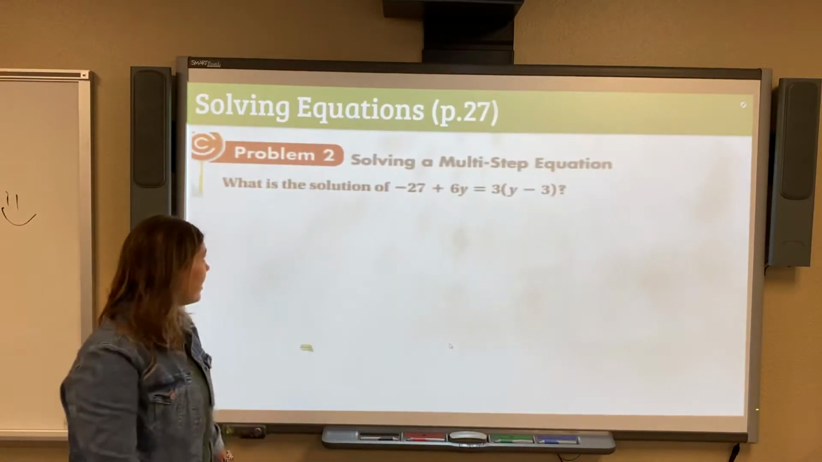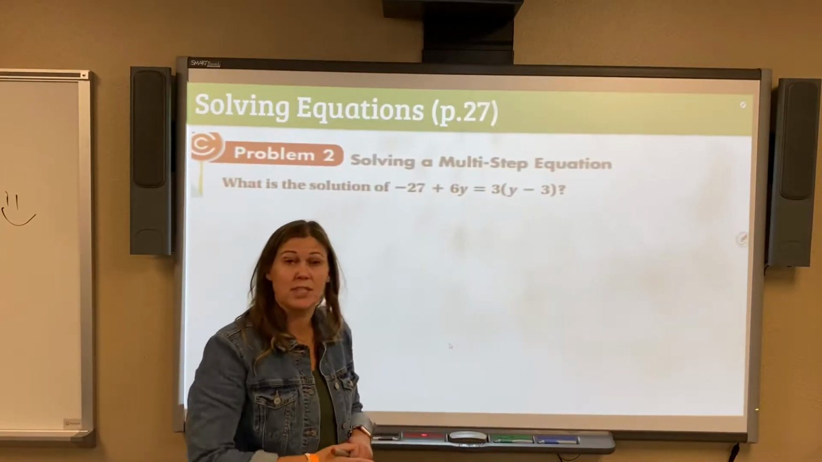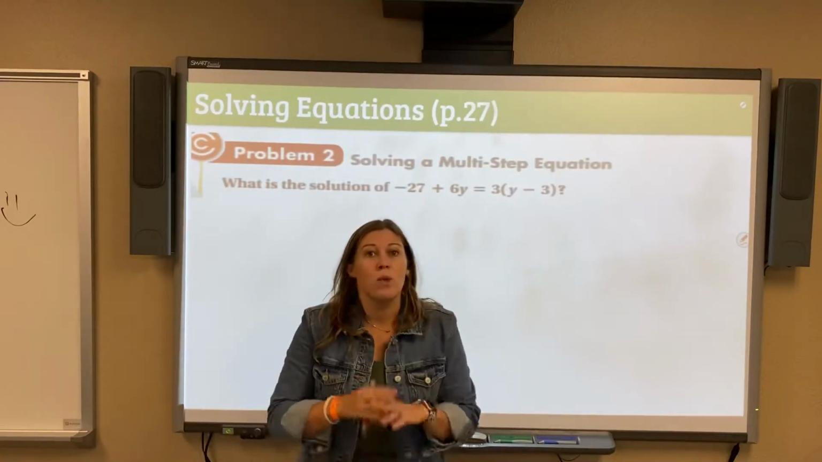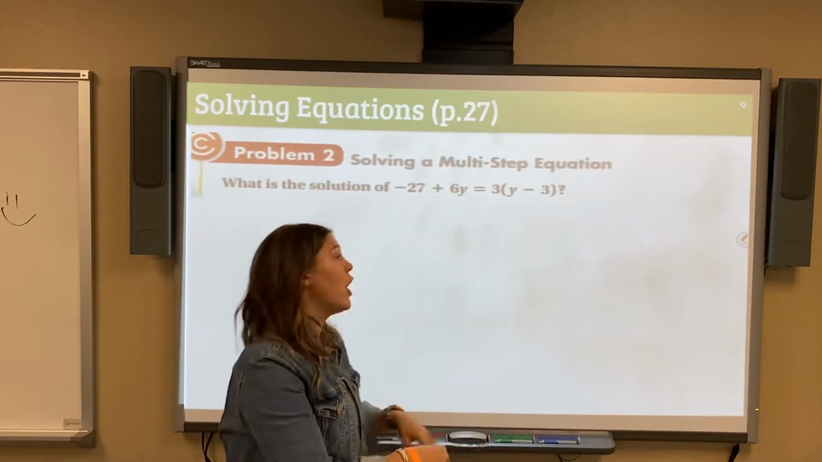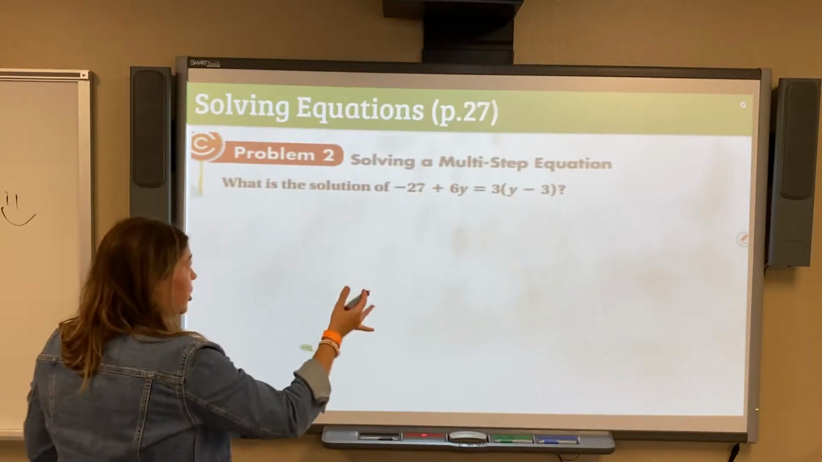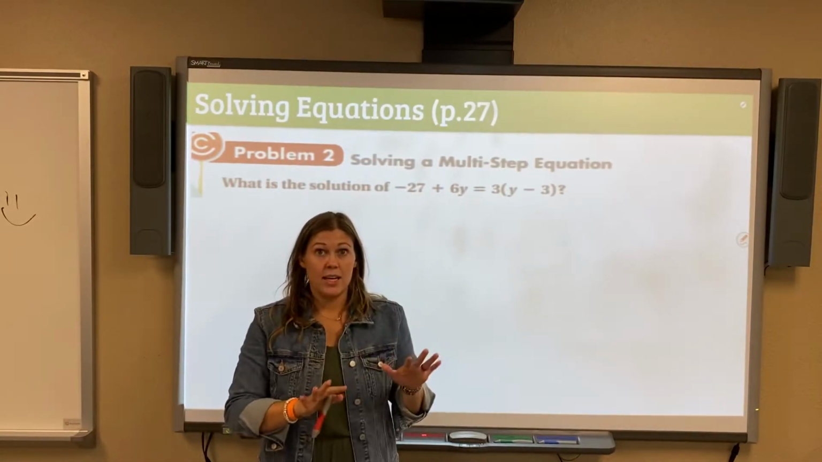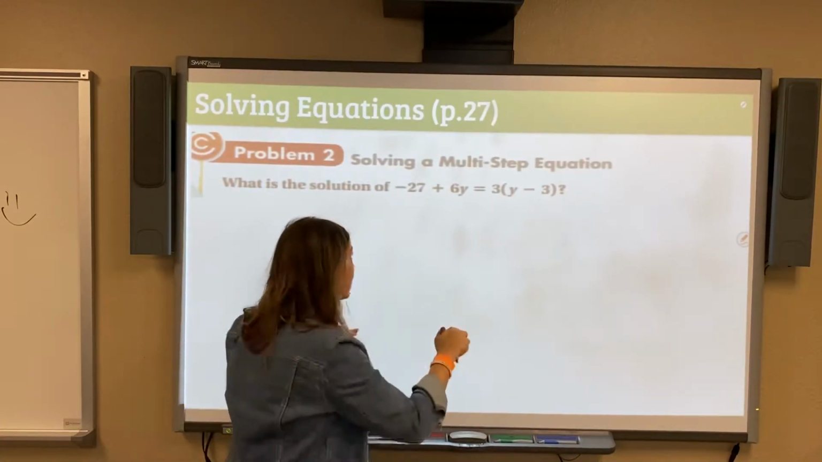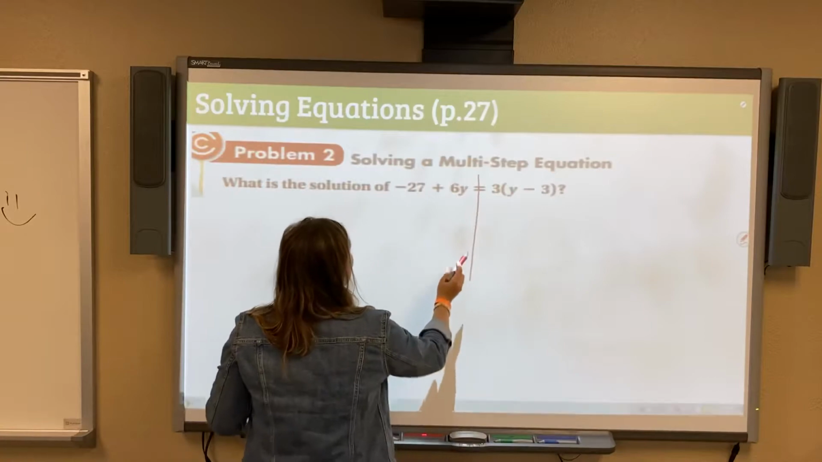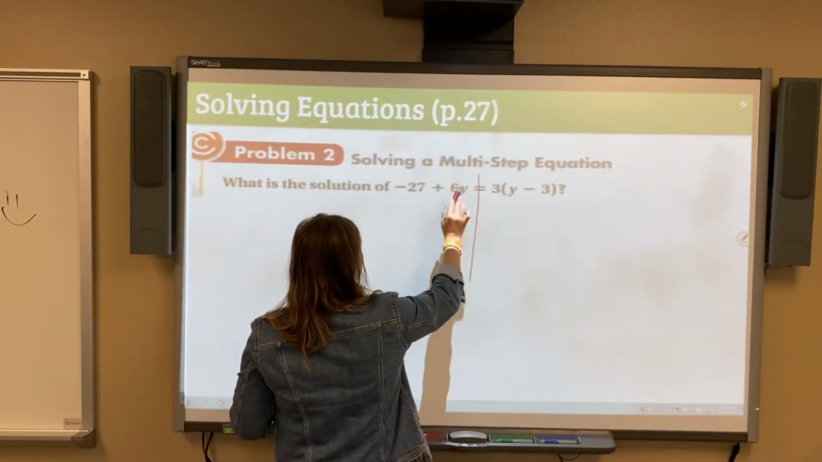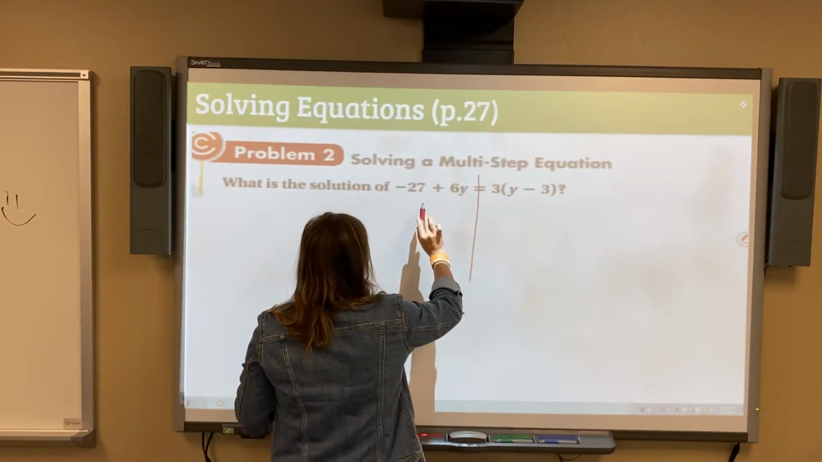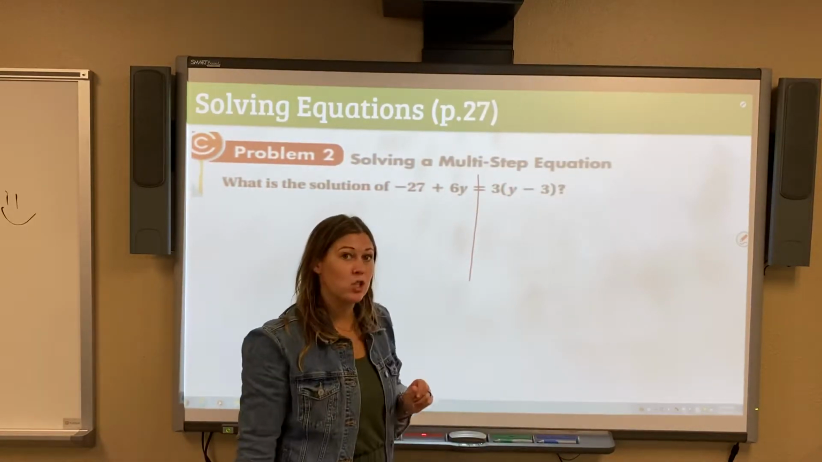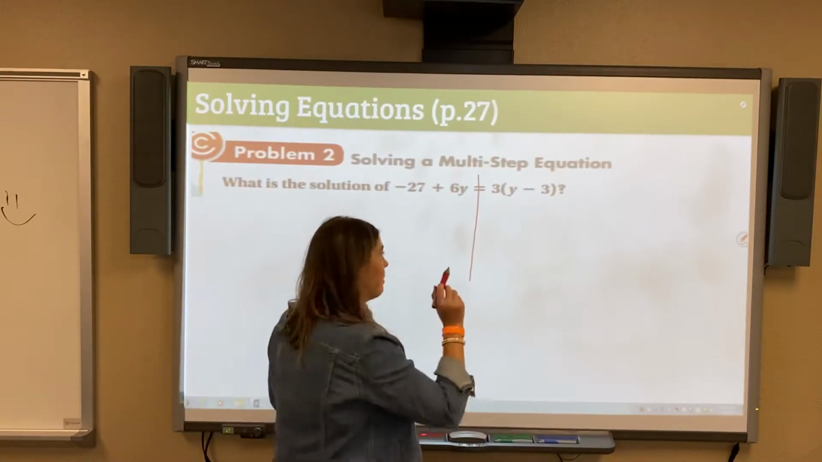Okay, next page, solving multi-step equations. Still want to get y, or whatever variable, by itself. So what you need to do is always simplify each side and then move variables to one side, numbers to the other. So in this case, we draw our fence. If we look on the left, negative 27 plus 6y, we can't do anything there. But this 3 multiplied by y minus 3, we can distribute that, and we need to before we combine.